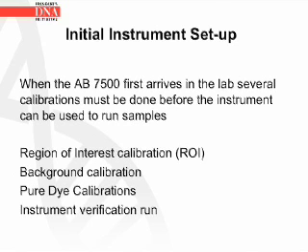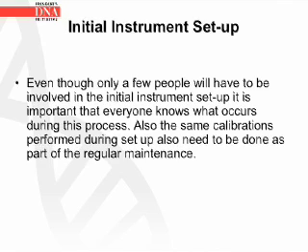Now let's go into the initial instrument setup. When the AB7500 first arrives in the lab, several calibrations must be done before the instrument can be used to run samples. These are the region of interest calibration, known as the ROI, the background calibration, pure dye calibrations, and then an instrument verification run. Even though only a few people will have to be involved in the initial instrument setup, it is important that everyone knows what's occurring during this process. Also, the same calibrations performed during the setup also need to be done as part of the regular maintenance.